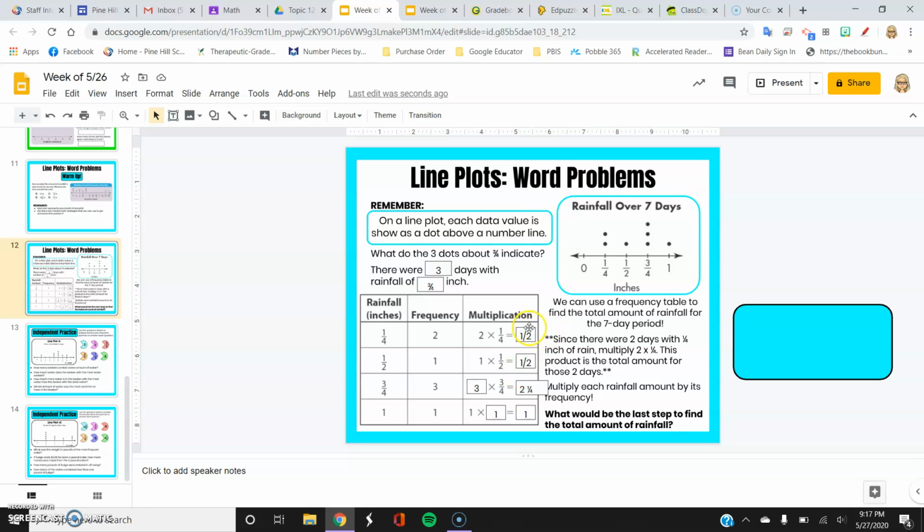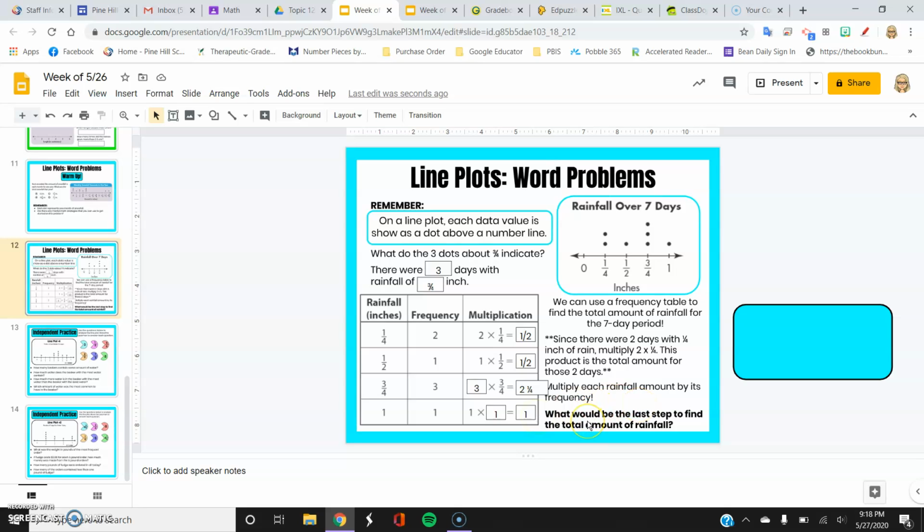Okay. So here in my end text boxes, this is my last step. I have to take all of these and add them together. I have to add 1/2 plus 1/2. That's 1. 1 plus 2 and 1/4 is 3 and 1/4. And then 3 and 1/4 plus 1 is 4 and 1/4.